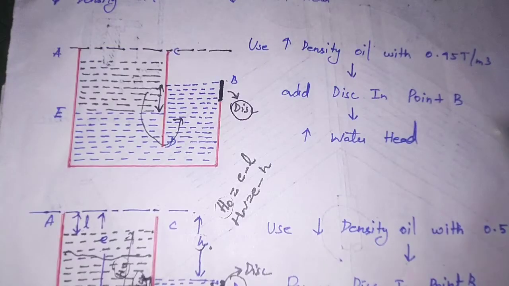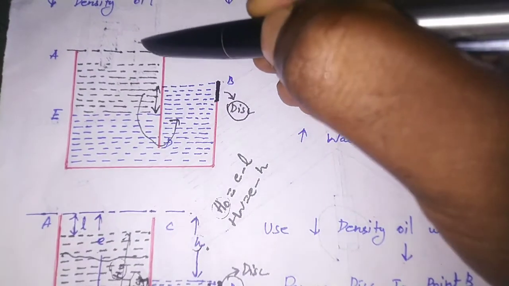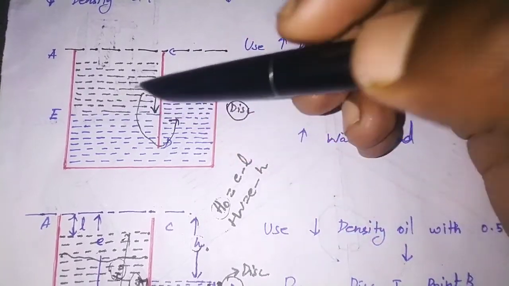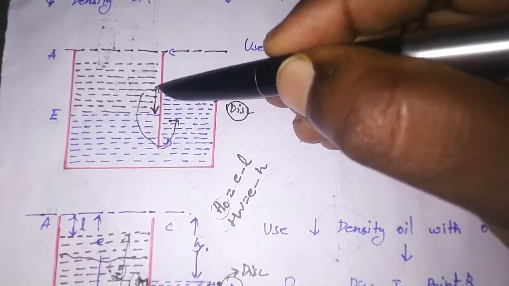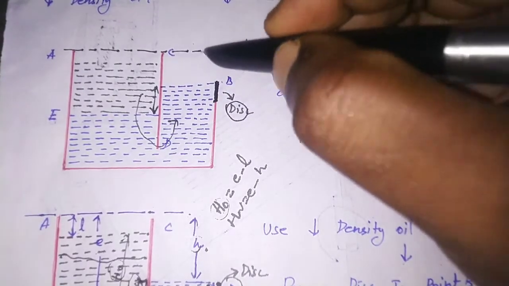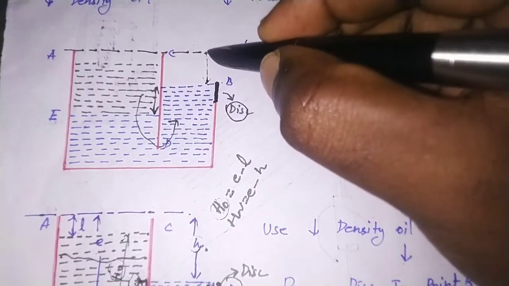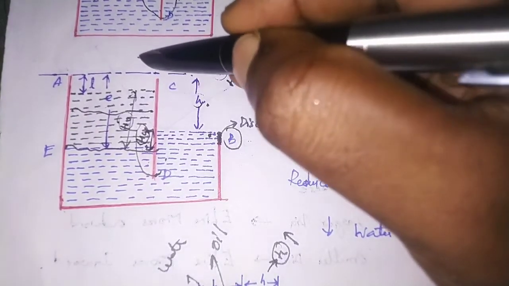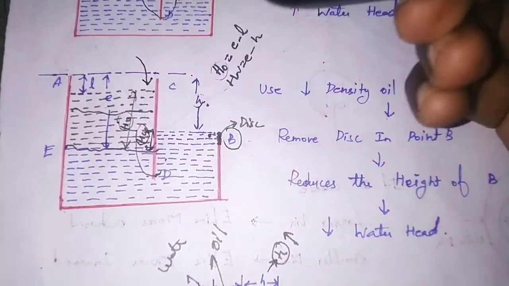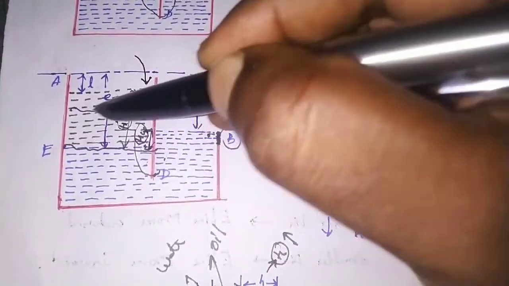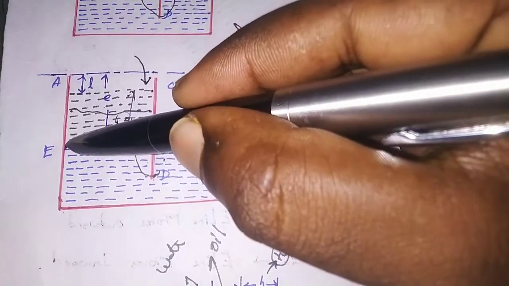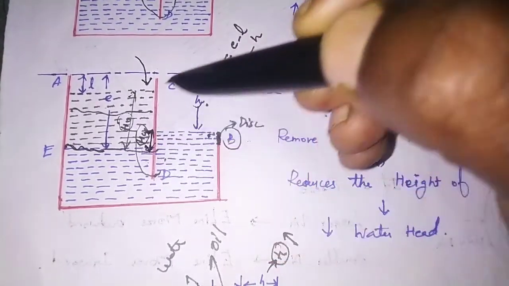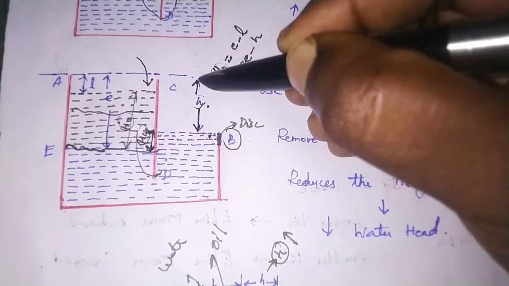So what will happen if I use a higher density oil? To maintain the E line at point E, I want to increase the water head. How can I increase the water head? By decreasing the H value. What if I use less dense oil? If I use less dense oil, the E line will move inward. So to maintain the E line at point E, I will decrease the water head. How can I decrease the water head? By increasing the H value.